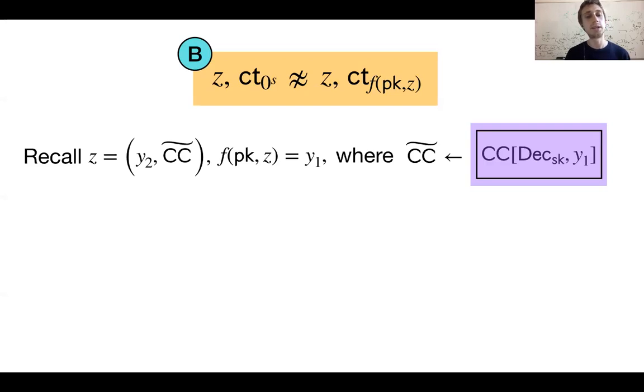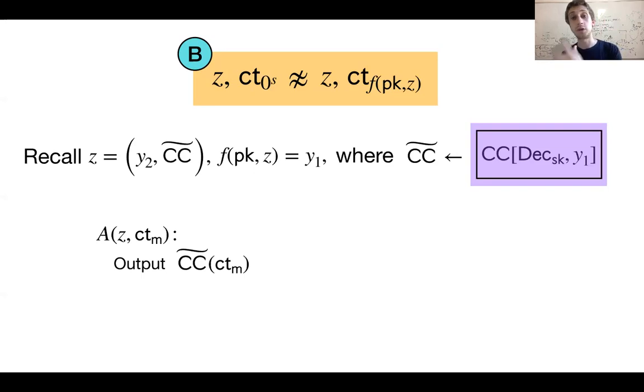Recall the auxiliary input consists of this y2 value and the obfuscated circuit. The function on this public information just outputs this y1 value output by the PRG. And then the obfuscated circuit outputs 1 on encryptions of y1 and 0 otherwise. So let's consider the following distinguishing adversary. It receives auxiliary input and a ciphertext as input. It's going to take the obfuscated circuit from the auxiliary input, run it on the ciphertext, and just output the result.